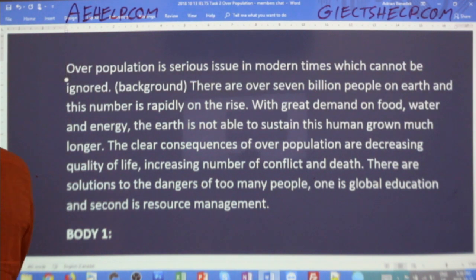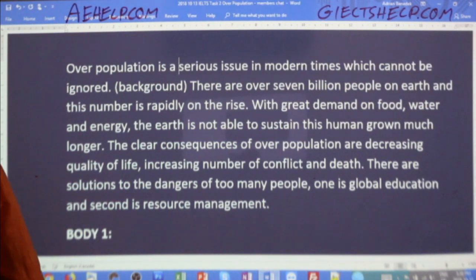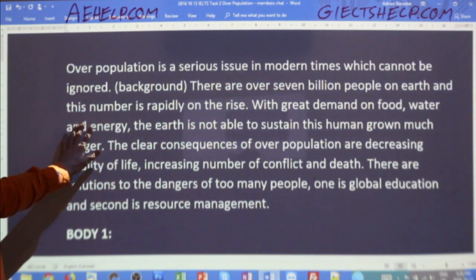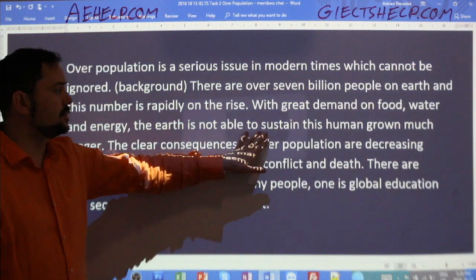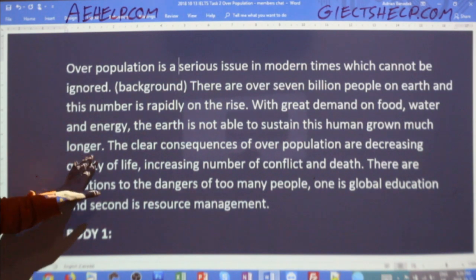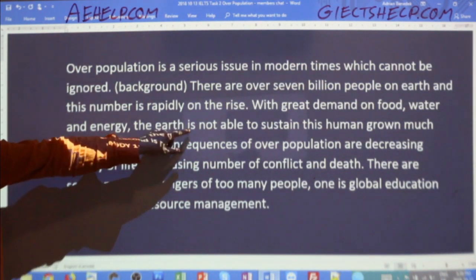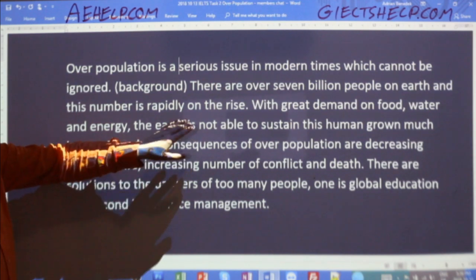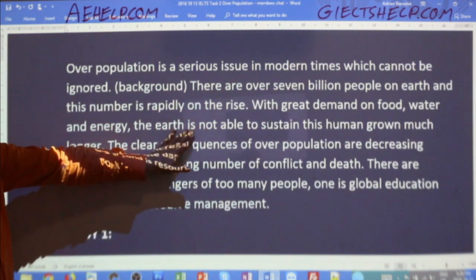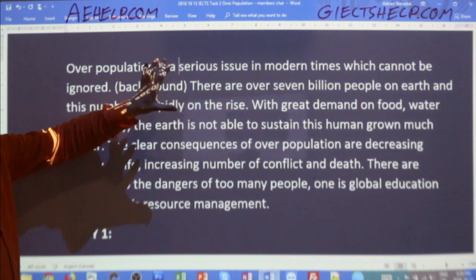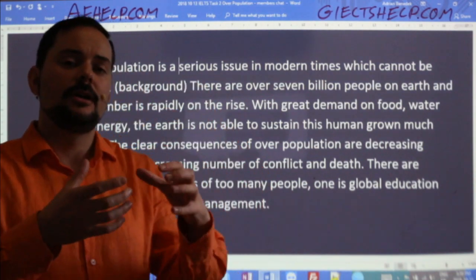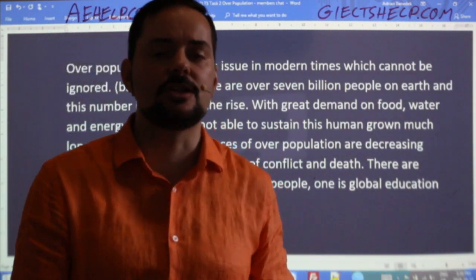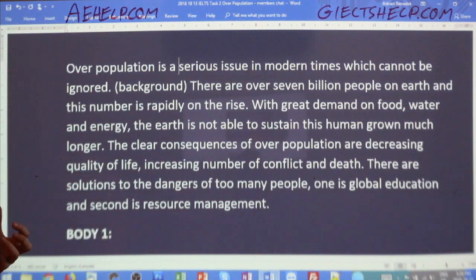Overpopulation is a serious issue in modern times which cannot be ignored. There are over 7 billion people on Earth, and this number is rapidly on the rise. With great demand on food, water, and energy, the Earth is not able to sustain this human growth much longer. Notice how here I didn't use will not be able to. Okay, I always avoid that future will because I want my information to be important and have weight now, not in the future. Okay, so I'm generalizing this, all right?